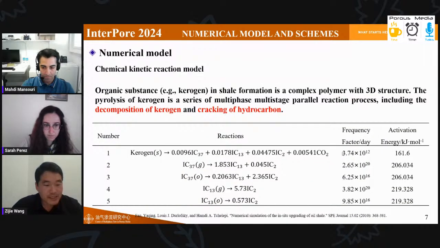The chemical kinetic reaction model includes a series of multi-phase, multi-stage parallel reactions, including the decomposition of kerogen and the cracking of hydrocarbon. To improve the computation efficiency, pseudo components such as IC37, IT13, and IC2 are used to represent the heavy oil, light oil, and hydrocarbon gas.